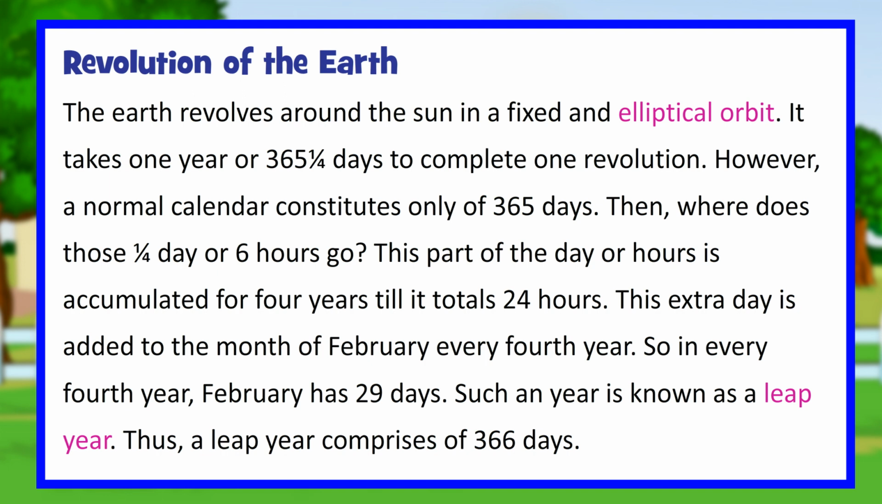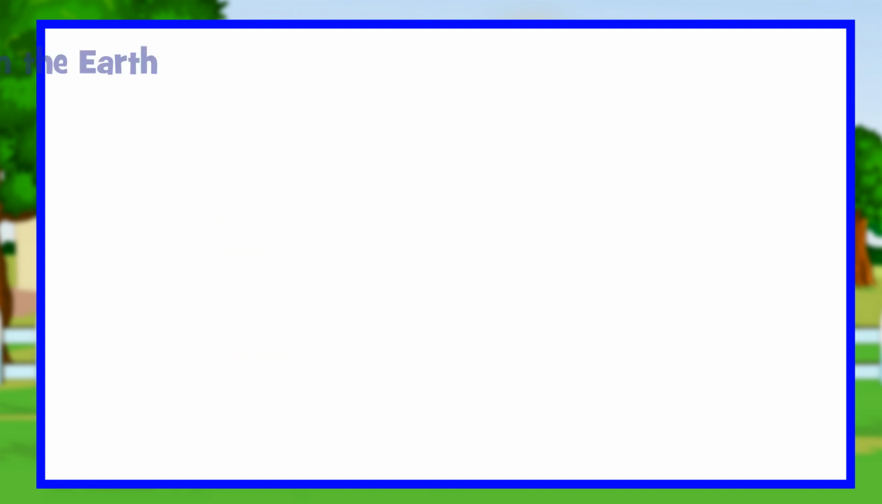This part of the day or hours is accumulated for 4 years till it totals 24 hours. This extra day is added to the month of February every 4th year. So in every 4th year, February has 29 days. Such a year is known as a leap year. Thus, a leap year comprises 366 days.